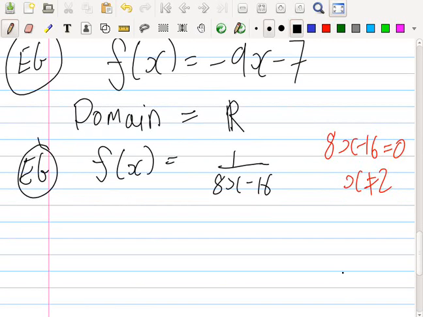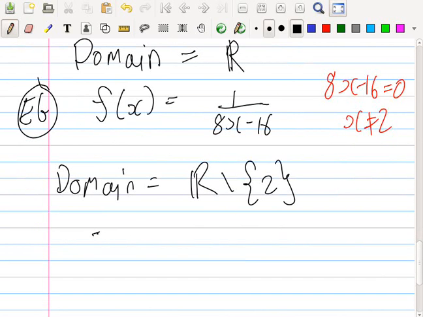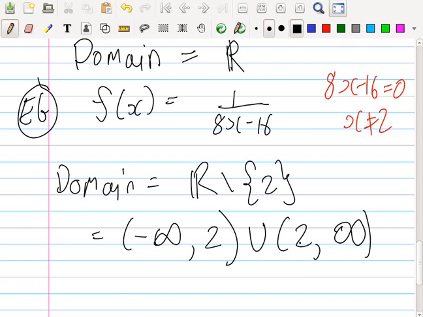So you could say the domain, there's two ways to write it, equals all real numbers except 2. That's one way to write it. Or another way to write it is minus infinity to 2, but don't include 2, and then 2 to infinity, but again don't include the 2. So go from minus infinity to infinity, but skip the 2. So you can write it both ways.